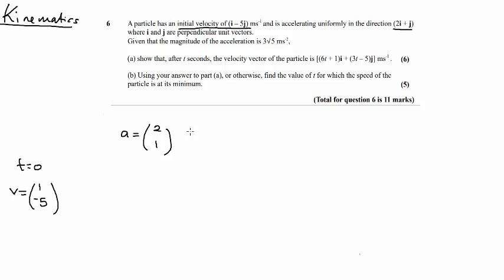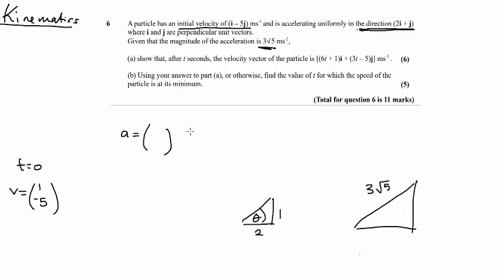Oh no, I've got to be careful. They've done this little cheeky question again. They said it's accelerating in this direction. Not actually that. It's not saying that's the acceleration. It just says it's moving in this direction, 2 and 1. But really, to find out my actual acceleration, that's going to be 3 root 5, and I need to bring the angle in so I can find i and j.